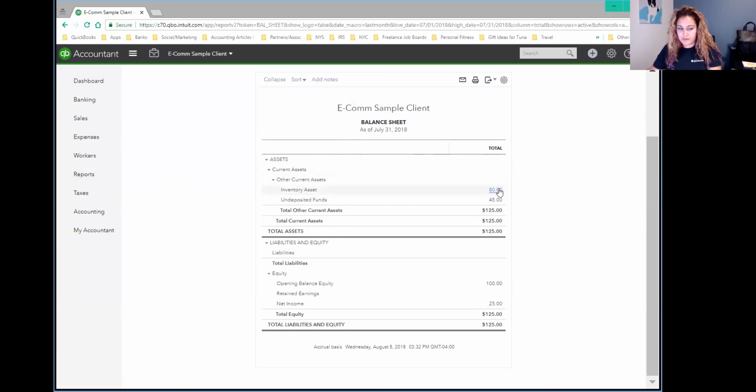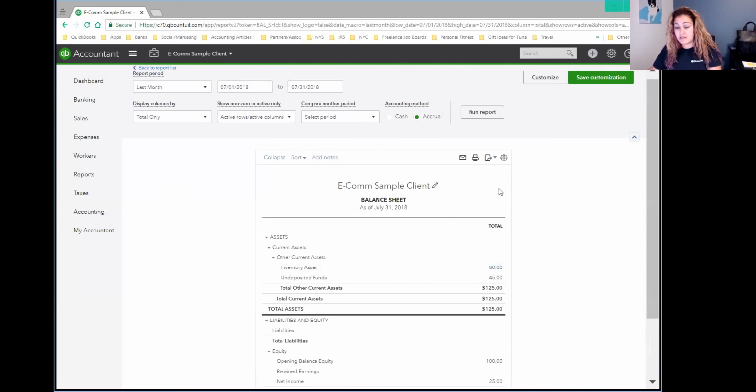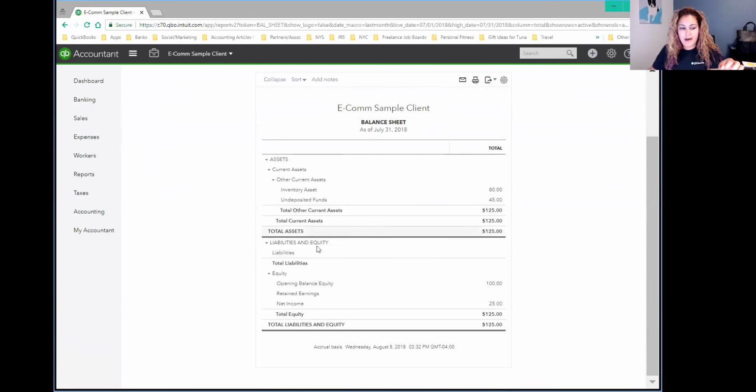So you have your assets, and if we had any money in the bank, that would also show up here because that's an asset. But basically right now it's showing the pink shoes that I had in inventory at 7/31. And it looks like I had 4 pairs in there. So it was $80. And undeposited funds, which I'll show in a little while how that works because it's kind of complicated.